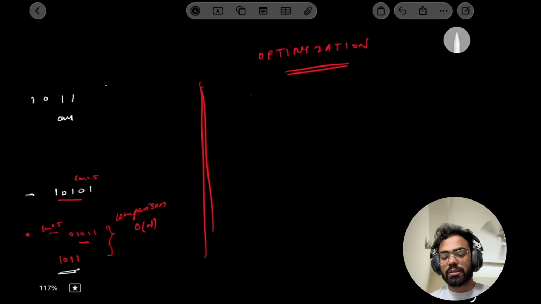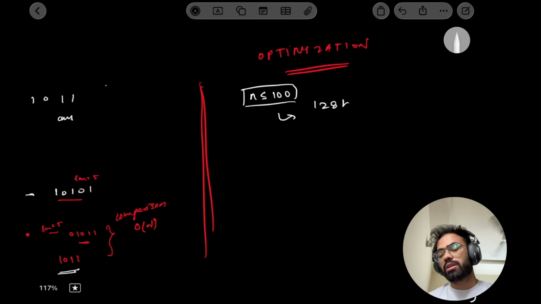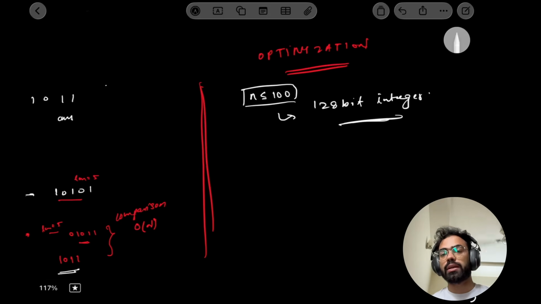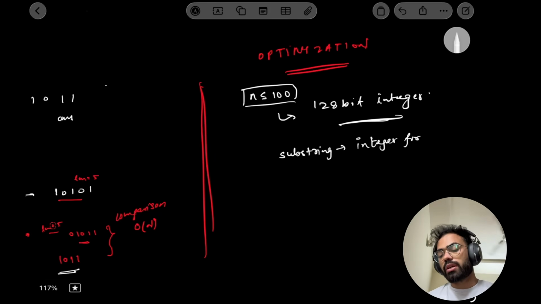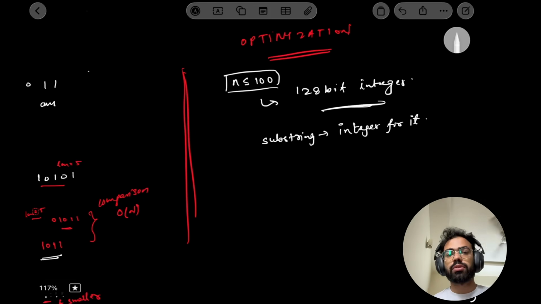Since n is less than or equal to 100, each position can be represented as an integer, a 128-bit integer. So for any substring, we can have an integer for it. You set bits and unset bits based on whatever your substring is.